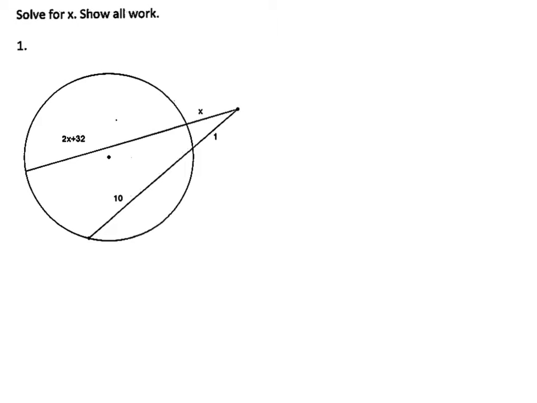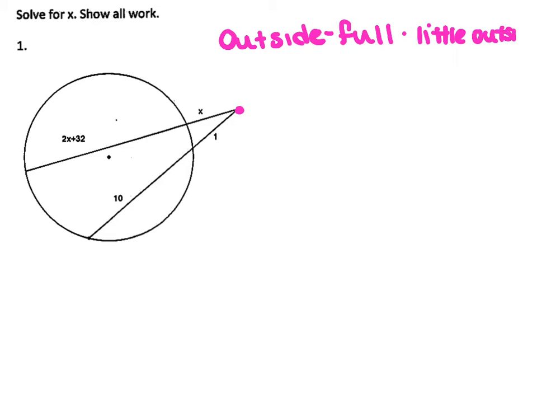Now in this example, the first thing we need to do is figure out the relationship and set up the equation. So if I determine that the lines intersect outside, remember we're going to use the full times the little part outside. So if I were to do that, the full part for the first one would be this entire part, which is really the sum of these two.